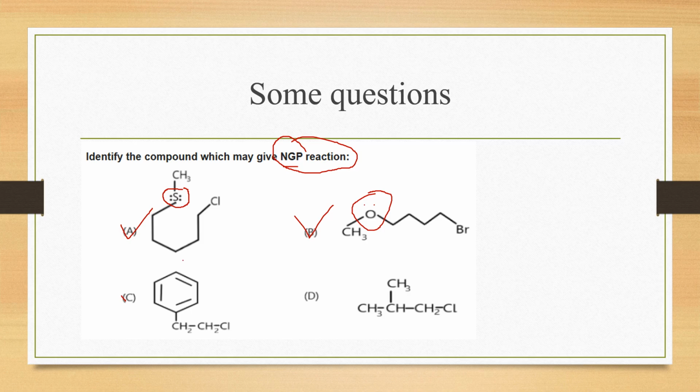Next, we have a benzene ring, having pi electrons. We already saw this problem, how an intermediate is forming and how the chlorine is getting removed. So we have seen this already. So this is another example where it will give NGP reaction. Here there is no source of any electron, be it lone pair or pi electrons. So it will not give NGP reaction.